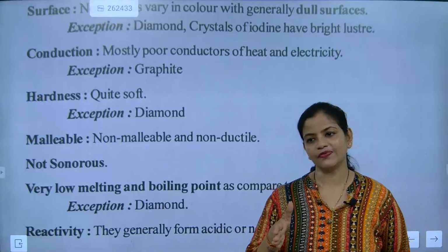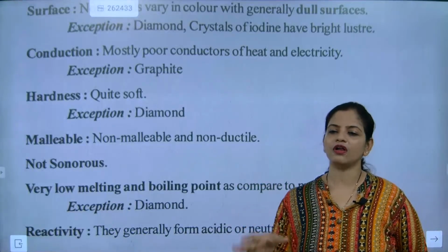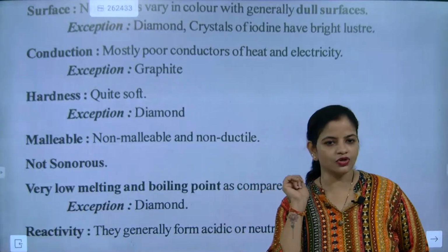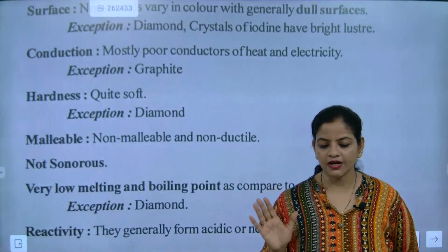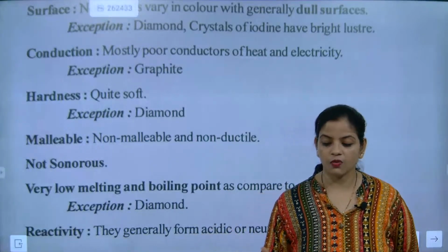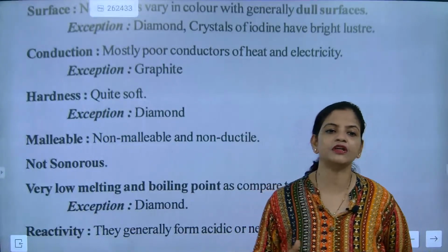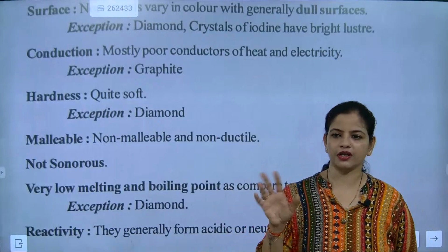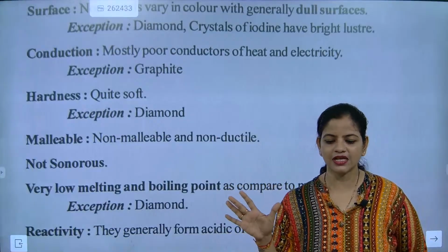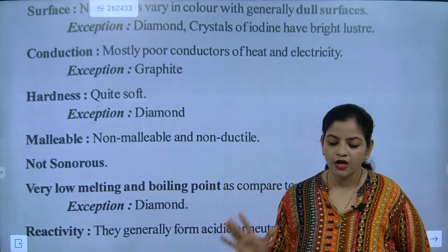Now look here, beta. We learned one thing: they are non-malleable, non-ductile. Sonorous also not there. Understood or not? But they are brittle. What are they, beta? Brittle. Brittle means what? Totally brittle. Exactly, brittleness is one of the properties of non-metals.